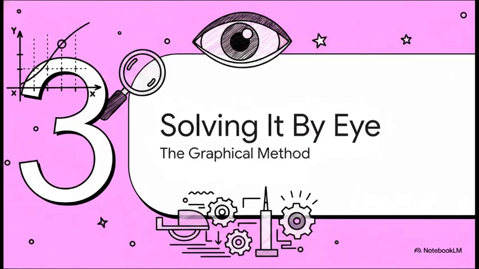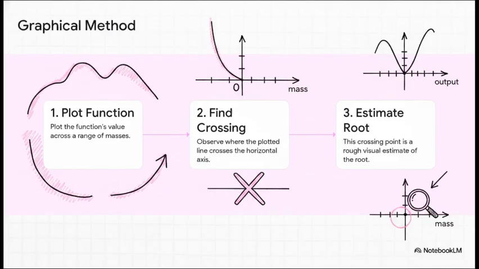Okay, so how do we actually start this search for 0? Well, maybe the most intuitive way is to stop staring at the numbers for a minute and just look at the picture. This is what's called the graphical method. It's pretty straightforward. We're just going to plot our function. On the bottom axis, you've got the mass, and on the side axis, you've got the result of our function. And all we have to do is look for the spot where our line crosses that horizontal axis. Why? Because that crossing point is exactly where our function's value is 0. That spot, that's the root we're hunting for.